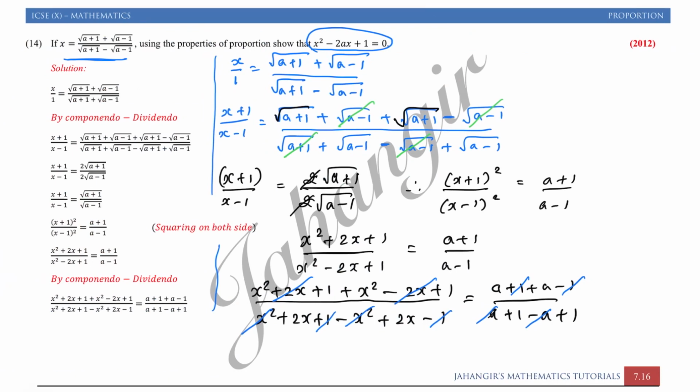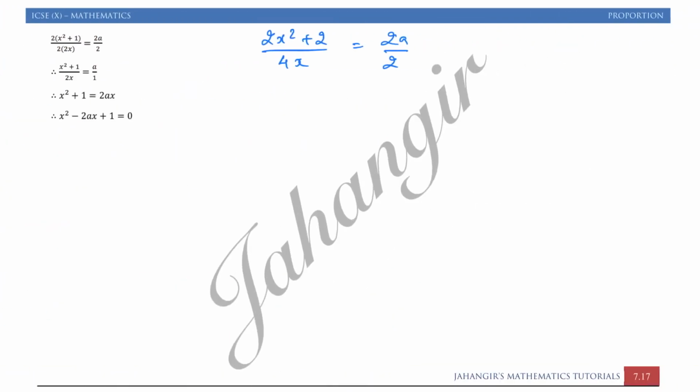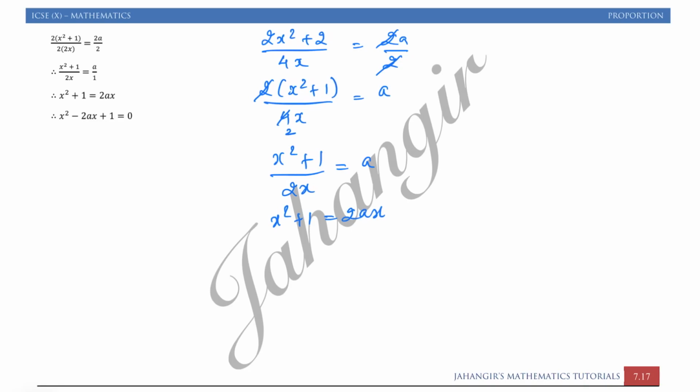So the left side, you actually remember what we get on the left side because we have done this type of question many times. 2 and 2 will get cancelled. From this we can take out 2 common. x square plus 1 upon 4x is equal to a. 2 and 2 will get cancelled. Now cross multiply. First write what is left. Now cross multiply: x square plus 1 is equal to 2ax. Putting 2x in between, we will get the answer.